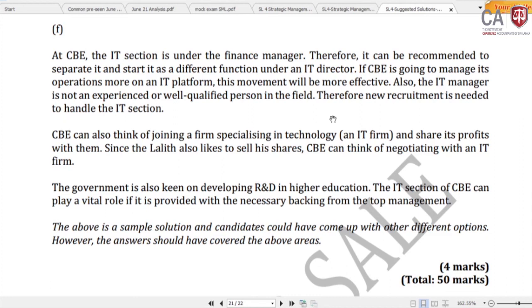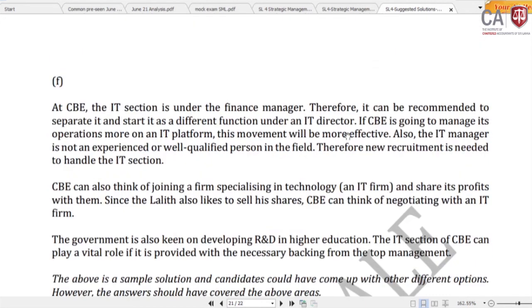The government is also keen on developing R&D in higher education. The IT section of CB can play a vital role, if it is provided with the necessary backing from the top management. Yes, right. So, that is a 4-mark part.